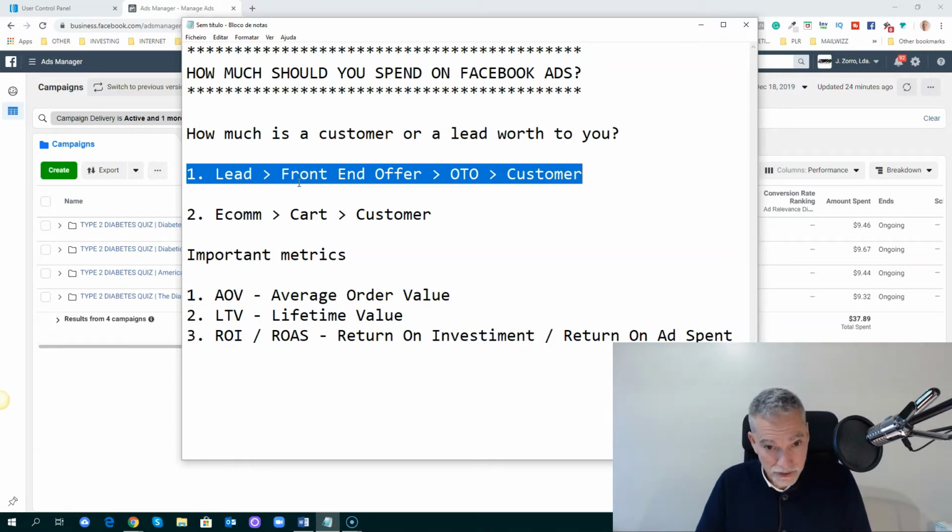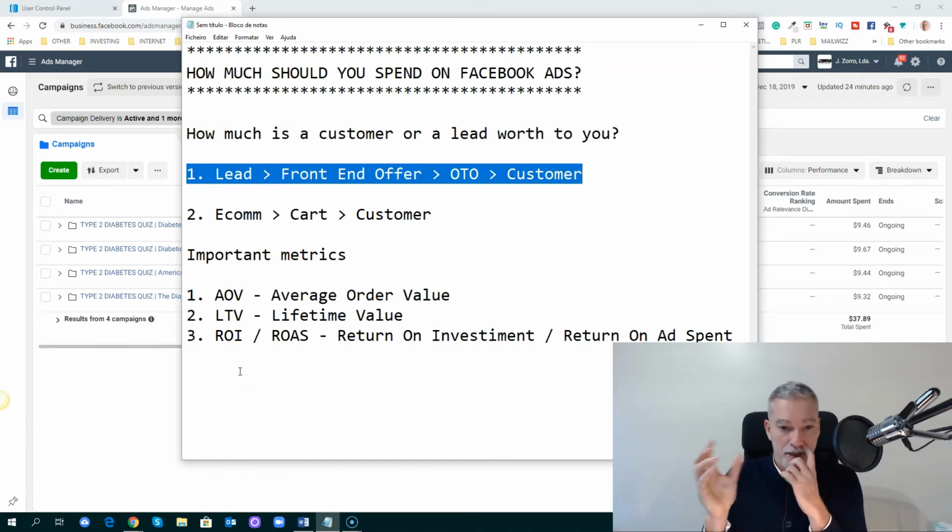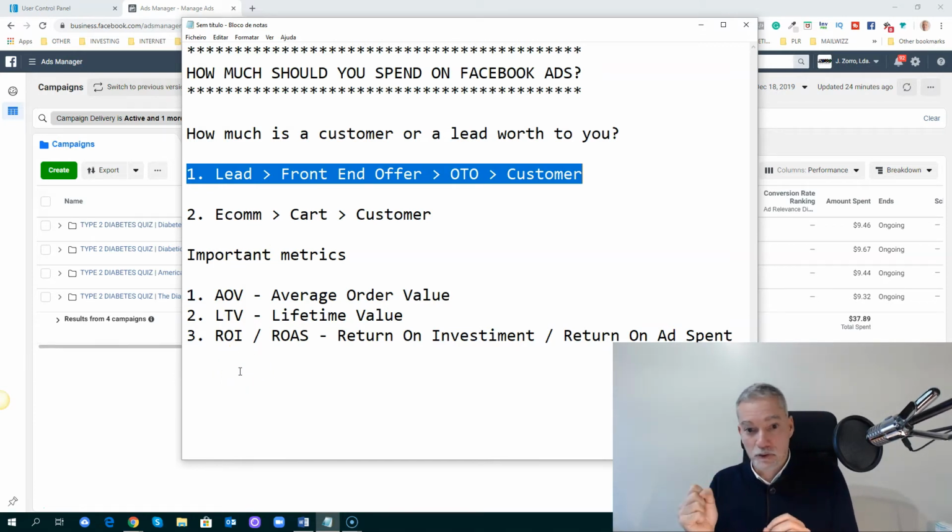Okay, so your goal here is, if you don't know, to try to guess or estimate each one of these metrics. Okay, so the AOV, the LTV, and then what is your goal in terms of return on investment. Okay, so having money in the bank, you earn close to zero.